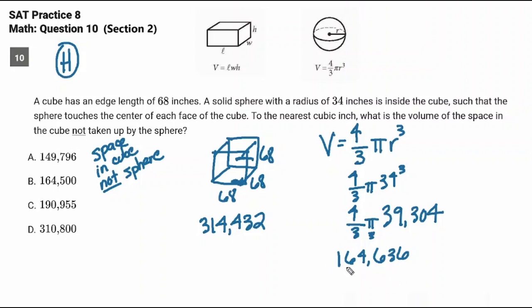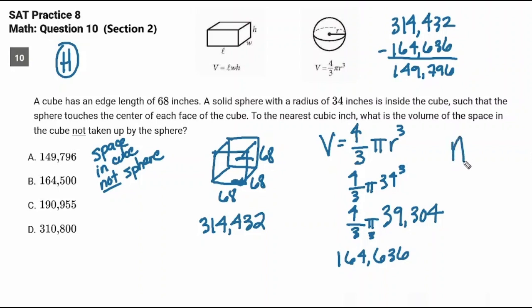So the volume of the sphere is 164,636. The volume of the cube is 314,432. How are you going to find the space in the cube that's not the sphere? Obviously, you're going to subtract. And when you subtract, you're going to get 149,796. And that's answer choice A. Get it right, and you move on.